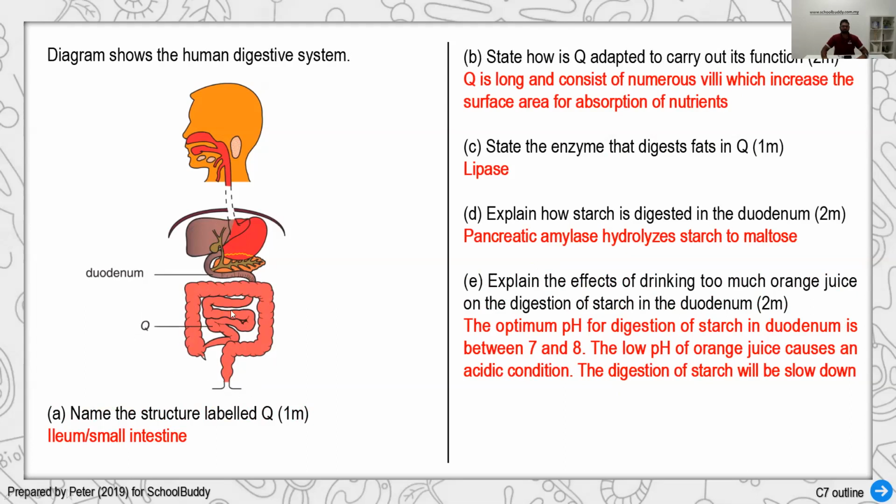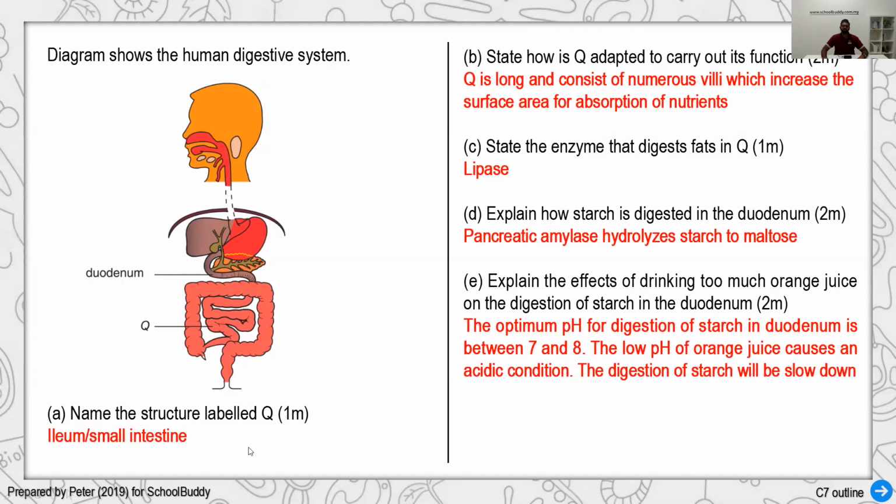Label the structure Q. So it's quite obvious. It's actually the ileum, because the duodenum is here. The duodenum is the first part of the small intestine. This is the second part, and the third part is ending here. So you can write ileum, which is the better answer. If you feel that you're still not sure, then small intestine is fine. But the best answer is ileum, because it's showing the second part of the small intestine.